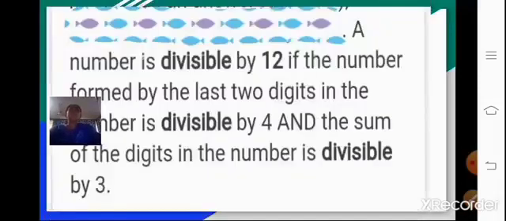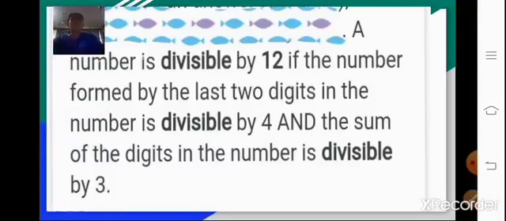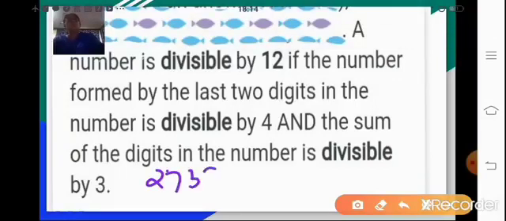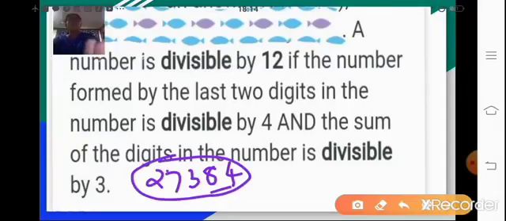Now when do we say a number is divisible by 12? A number is divisible by 12 if the number formed by the last two digits in the number is divisible by 4 and the sum of the digits in the number is divisible by 3. Now suppose we take the number 27,384. Now 84 is easily divisible by 4. Okay, and so this number is also divisible by 4.